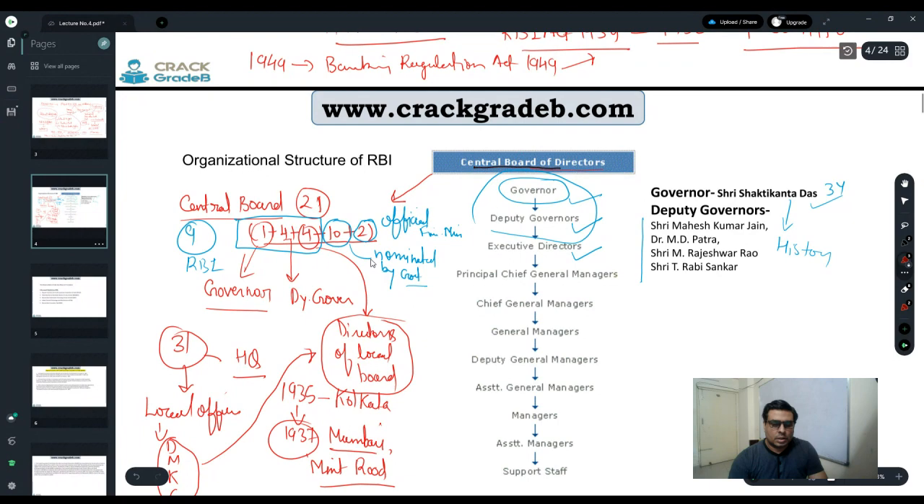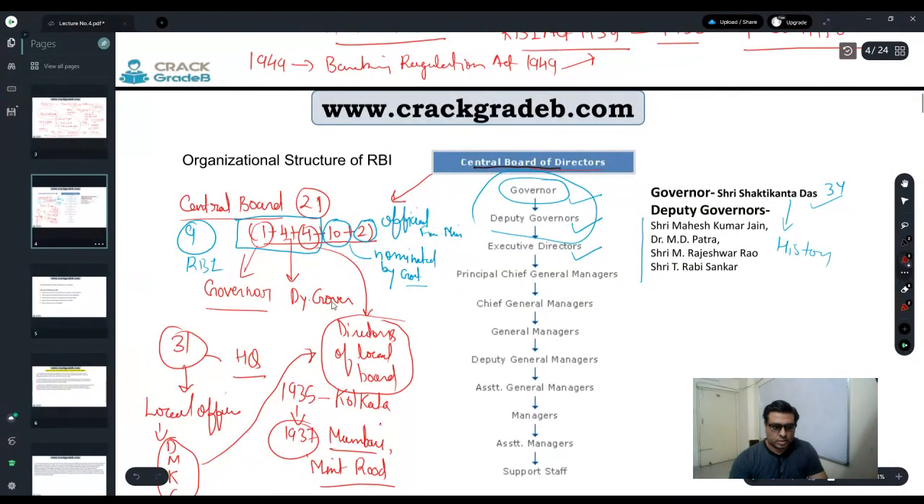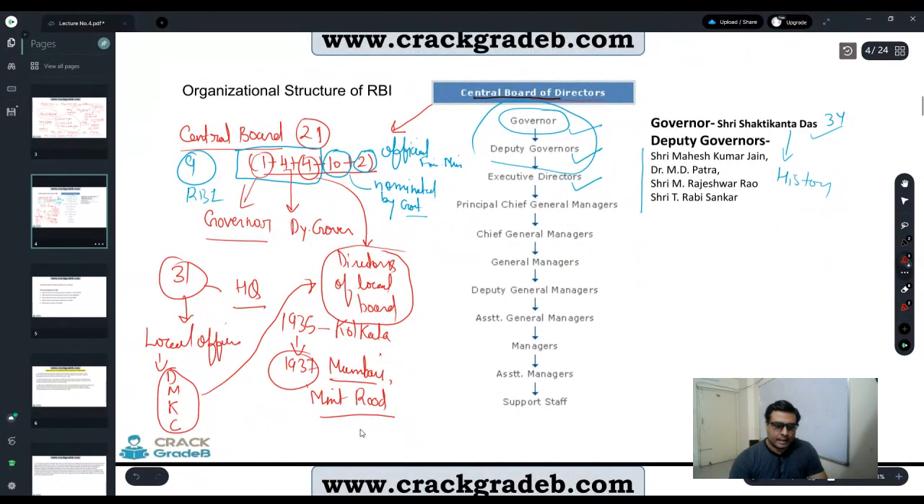Okay. So we have discussed the history of RBI. Now we are moving towards the organizational structure of the Reserve Bank of India. The central board has a total of 21 members: one governor, four deputy governors, and four directors of local boards. RBI has a total of 31 offices, right? One head office, four local offices at the four metro cities, and the rest of the offices all over India.